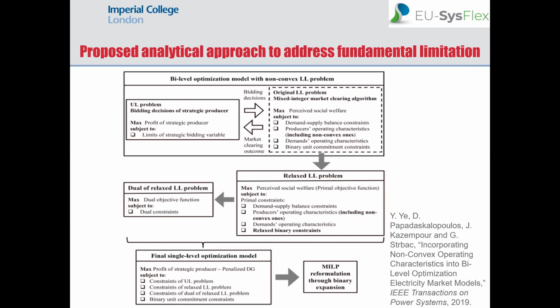I'm not going to go into the full details due to time limit restrictions, which you can find in this relevant paper we have published within the project. But just to mention, the fundamental features of this approach lie first in relaxing the unit commitment variables from binary to continuous ones, then deriving the dual problem of this relaxed market clearing problem. And then in order to make sure that this relaxation does not introduce significant errors in the solution, we penalize sufficiently the duality gap in the final problem. So overall, we transform through this approach the original non-convex bi-level optimization model to a mixed integer linear problem that we can address through commercial solvers.